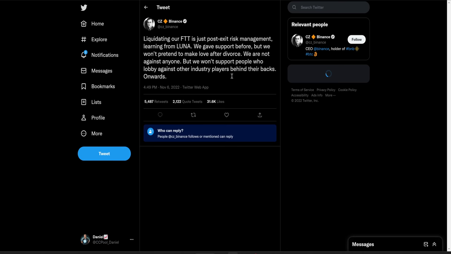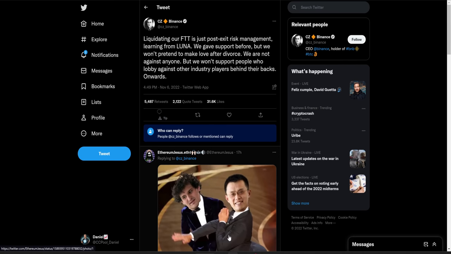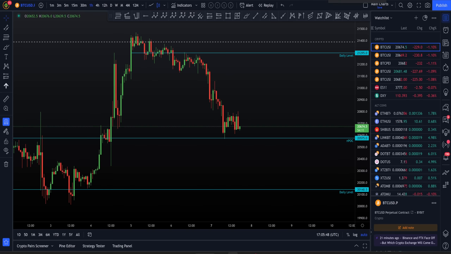And then it all started to make sense when I saw this tweet from the Binance guy, CZ. He's liquidating all of their FTX, just post-exit money. He's basically referring to it as Luna. We don't support people who lobby against others in the industry behind their backs. And the other week, I remember seeing other people inside the space posting a lot of the same sort of posts, all with a lot of fear.